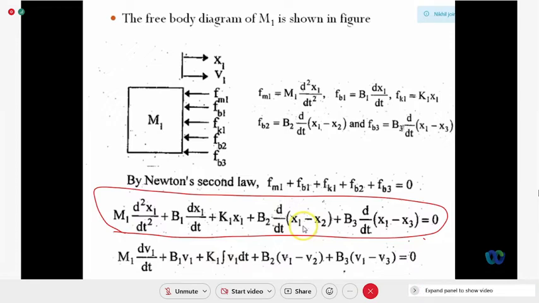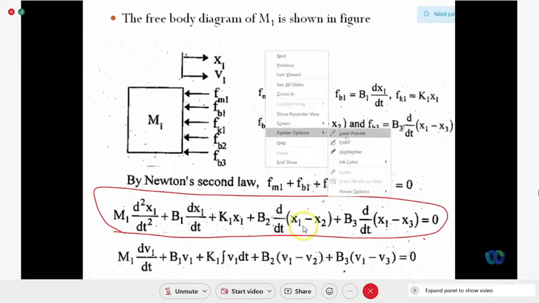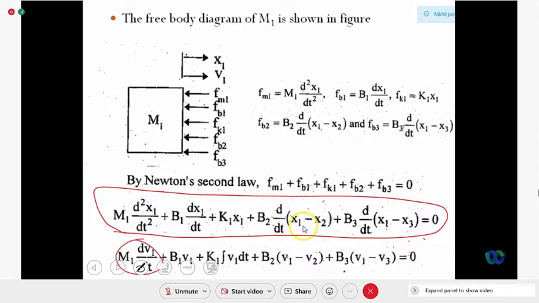Yes, sir. The first term, this term: M1 is L1, dv1 by dt we can write as d by dt of I1. Correct, no? And plus B1 is equivalent of what? Resistance R1. And V1 we can write as I1.